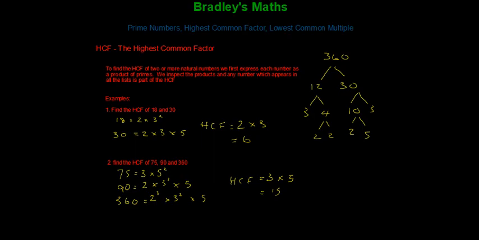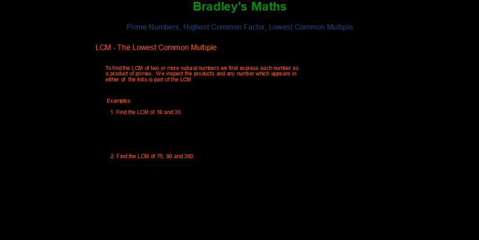Let's go and have a look at our LCMs and see what we can do with those. This time I didn't mask the question off, I just left it as it was because I'm using exactly the same numbers. To find the LCM of two or more natural numbers, we first express each number as a product of primes. We inspect the products, and any number which appears in either of the lists is part of the LCM.